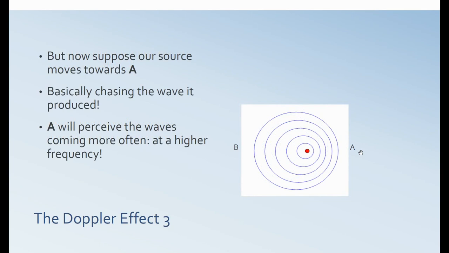But now let's say our source of sound is moving towards A. And basically, now the sound source is chasing the waves it's produced. And you can see it kind of compresses the waves and increases their frequency. So A perceives these waves as coming more often at a higher frequency. So the sound that A hears would be at a higher pitch. And you can see if B here, as the source of the sound is going away from B, they perceive the waves coming less often. There's more space between the waves, so they would perceive it at a lower pitch.